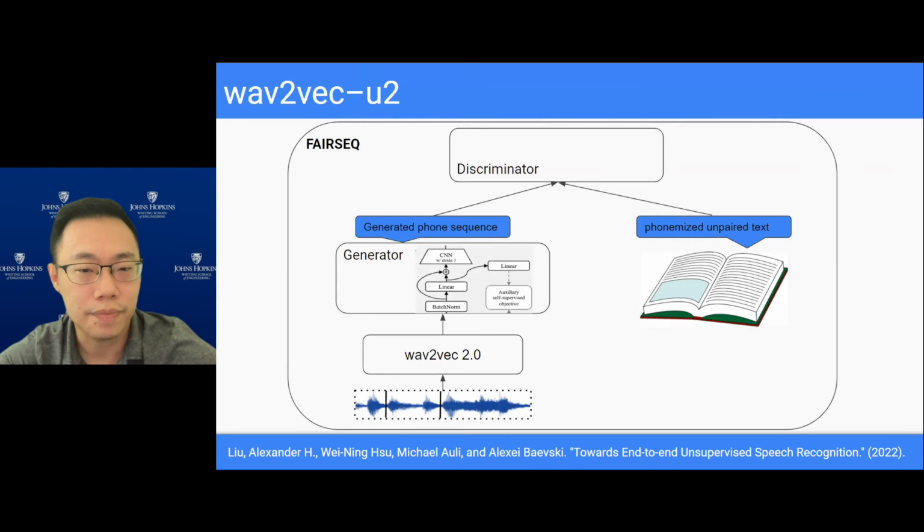And if we take a closer look at the generator, the structure is quite simple. It just has a batch norm layer followed by a linear layer and a convolutional layer with stride 3. It downsamples the acoustic representations to match the phoneme frequencies. And Meta also published the code, and it was implemented in Fairseq.